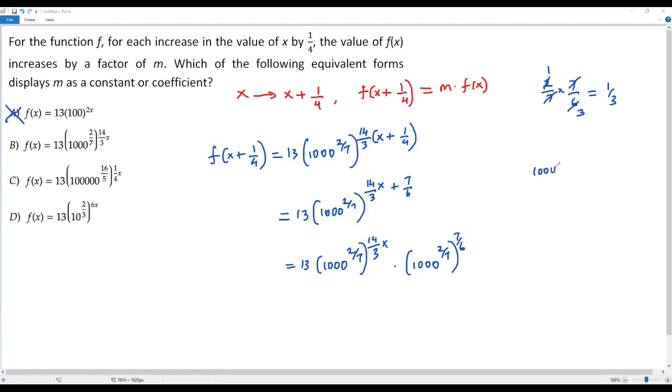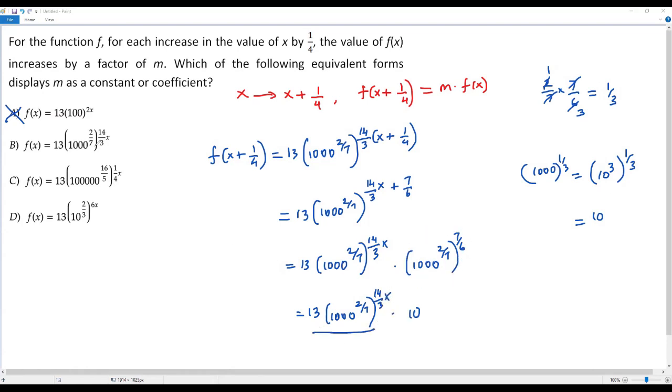That is 1000 to the power of 1 over 3 equals, this 1000 can be written as 10 to the third power, whole to the power of 1 by 3. When I simplify this one, I'm getting 10. Now let me write over here. That is 13 times 1000 raised to the power of 2 over 7 to the power of 14 over 3 times x. And the value of this one is just 10.